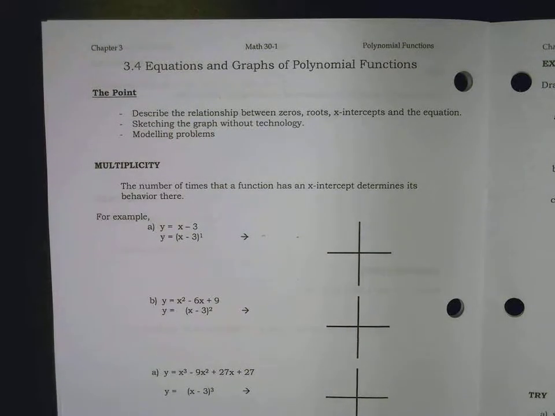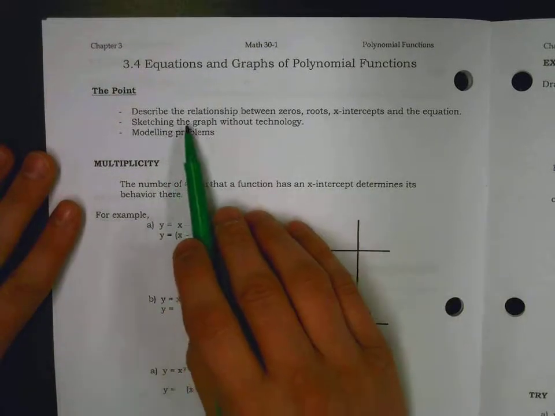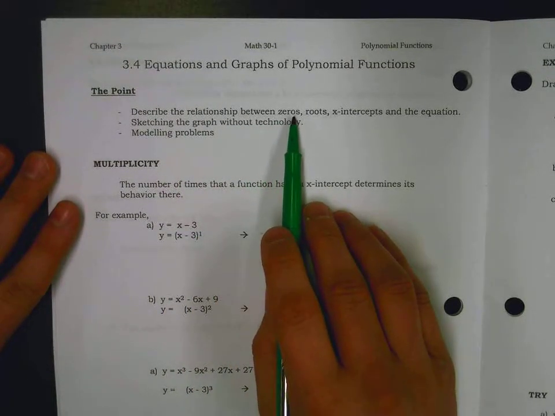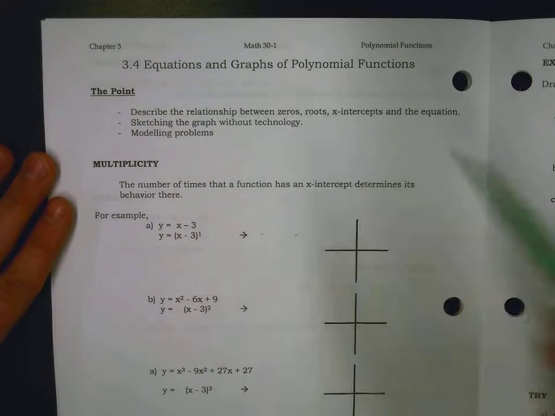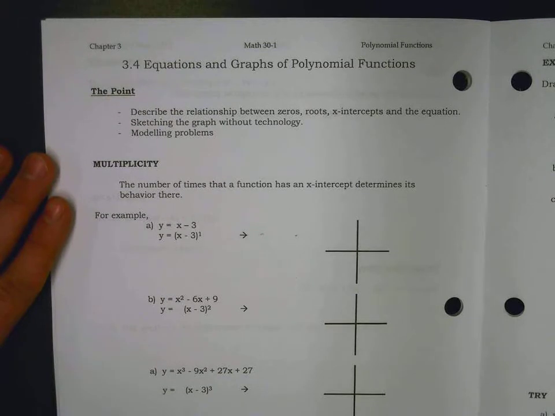Good day, Math 30-1s. Today we are continuing in our polynomials unit, and we are finishing things off in the 3.4 lesson talking about graphs of polynomial functions. Last day we were essentially looking at more synthetic division. We were looking at an extension of the remainder theorem into the factor theorem, hoping essentially for factors that are perfect, no remainder needed. So the point of today is to determine the relationship between zeros, roots, and x-intercepts, sketching a graph without technology, and at the end modeling a problem that is a polynomial.